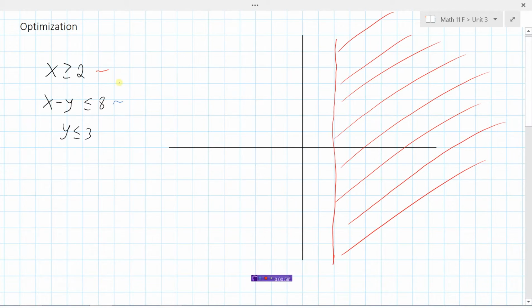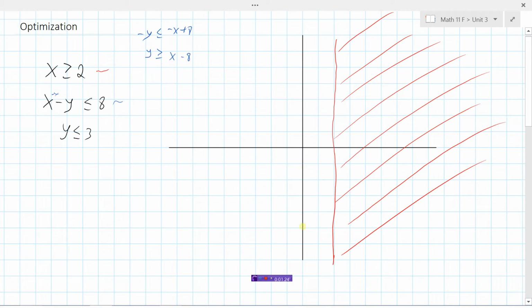Let's make this one the blue one. Got a little bit of work to do here. So x minus y, I'd subtract the x from both sides. That would give me negative y less than or equal to negative x plus 8. And now I divide by negative 1, remembering to flip the inequality sign. Negative divided by negative would be a positive. 8 divided by negative would be negative 8. So dividing by negative 1 gives me a y-intercept of minus 8.